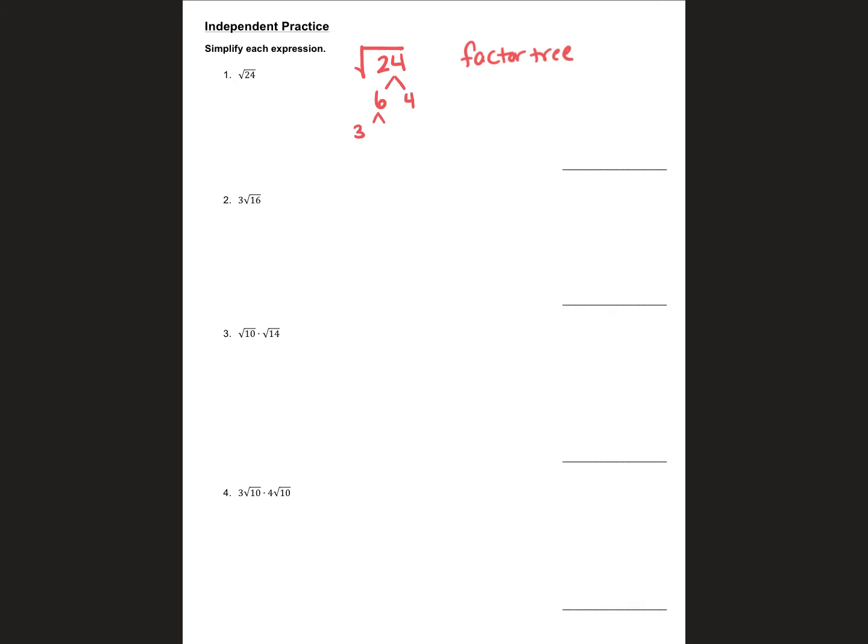And 6 breaks down to 3 times 2. These are primes, so I'm going to circle them. 4 breaks down to 2 times 2. Those are primes, so I'm going to circle them. Now we're looking for pairs.